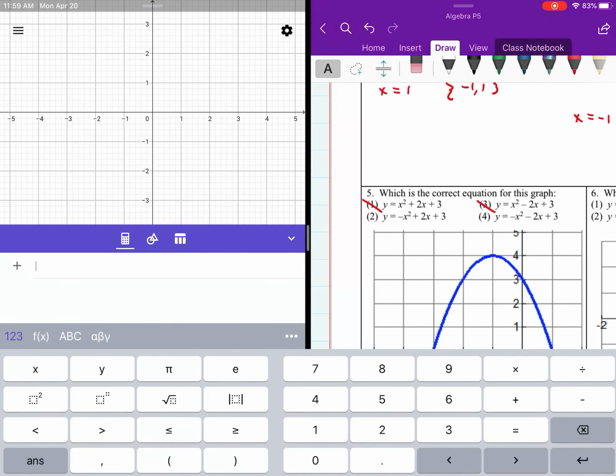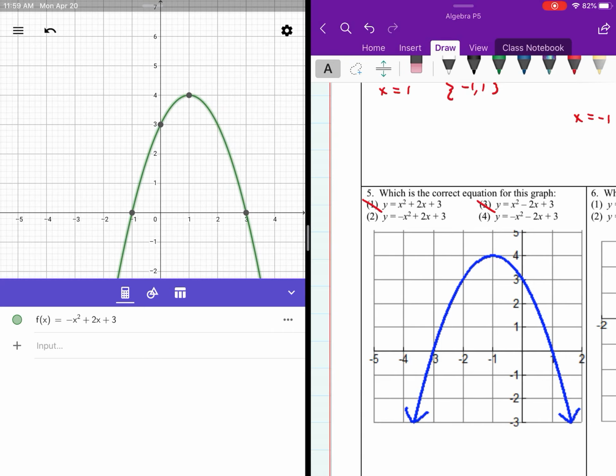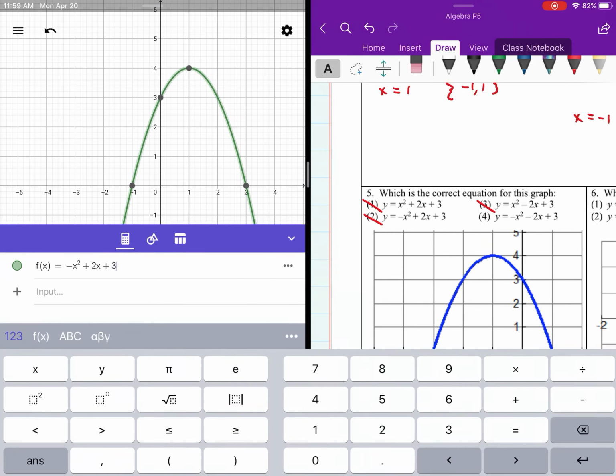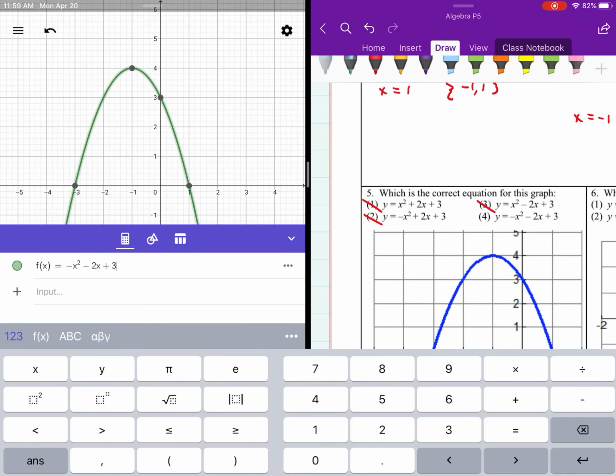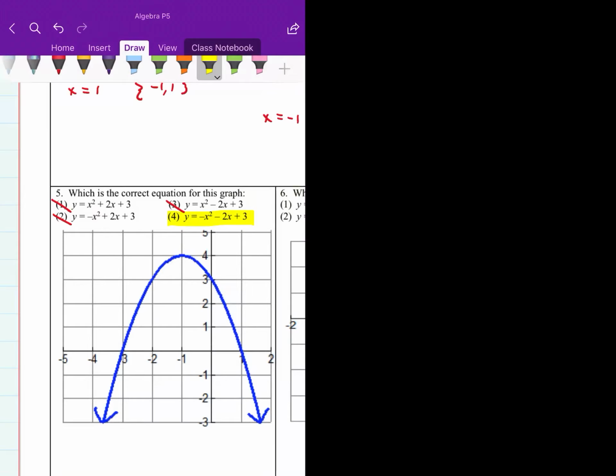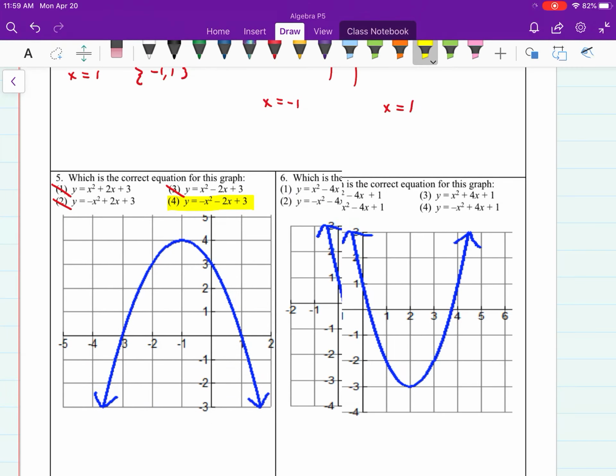Let's start with choice 2. Choice 2 says negative x squared plus 2x plus 3. All right, so this graph looks like that, and that actually doesn't look like the picture I have in OneNote. So now let's fix this and try choice 4 and see if that one looks better. Negative x squared minus 2x plus 3. Hit enter. Yep, that's the one. So that makes this answer choice 4. I don't think you need to see me do that another time, so I'll leave number 6 blank for you guys to try.